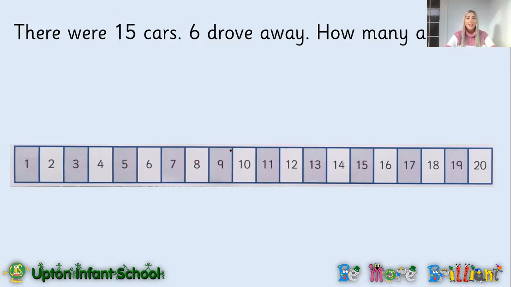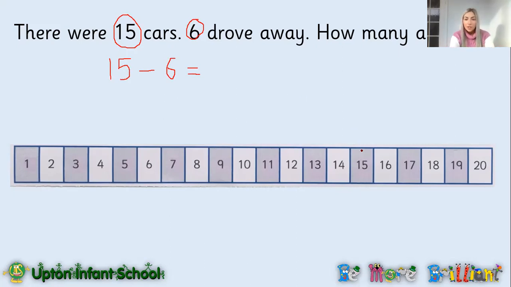Okay, next one. So this time there were 1 and a 5. Now 1 is a 10, 10 and a 5 is 15. So there were 15 cars. 6 of them drove away. So I'm taking away 6. And my question says, how many are left? So I need to find out how many are left. So I need my equals. 15 take away 6 equals.